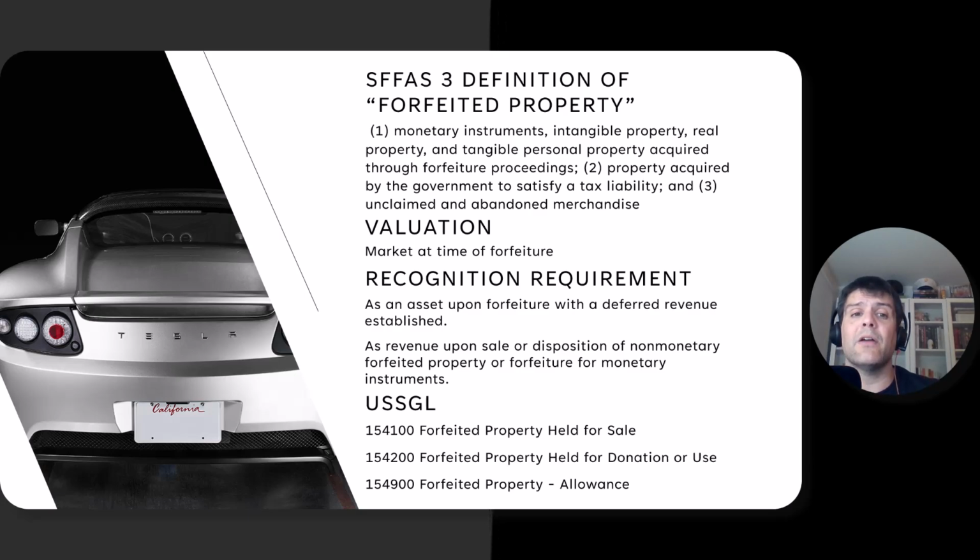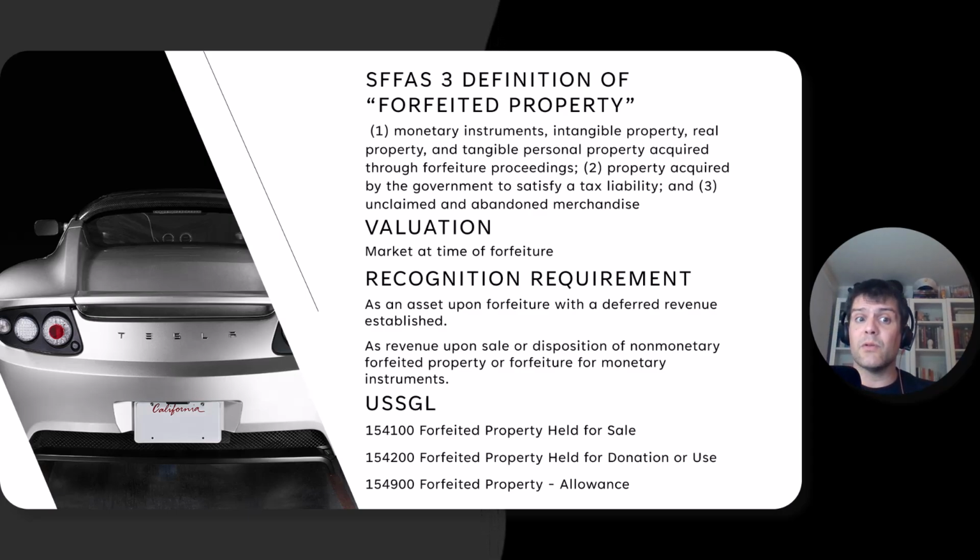Now, the next question is, how do you value this? Well, you value forfeited property at market value at time of forfeiture. And how do you recognize it as an asset upon forfeiture? There's actually a USSGL account for forfeited assets. You'll record it under there, and you'll have it establish a deferred revenue for that asset. Then you recognize revenue at time of sale or distribution or transfer. Sometimes assets are used for law enforcement purposes, which is called out in the executive action, or they could be shared with state and local partners.